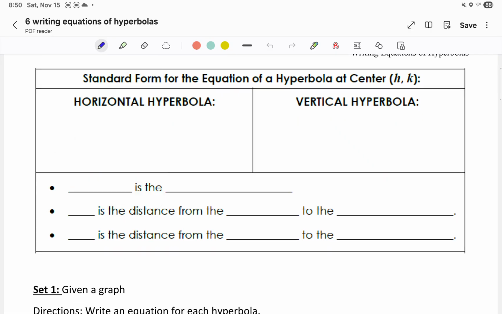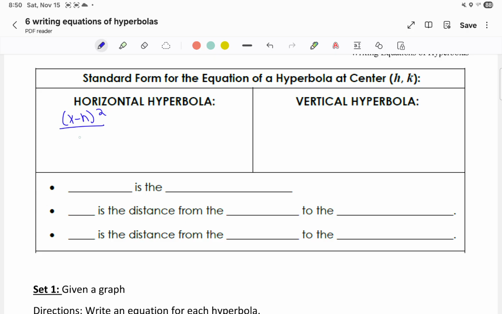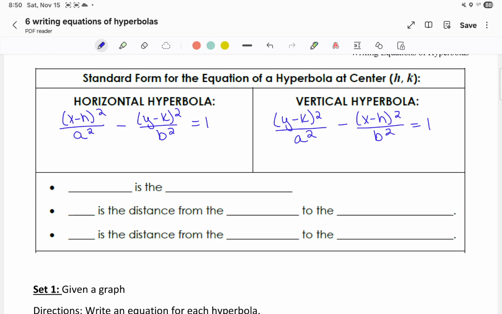So just a quick reminder that our standard form for a horizontal hyperbola is x minus h squared over a squared minus y minus k squared over b squared equals 1. And then x and y swap places if you have a vertical hyperbola. So you have y minus k squared over a squared minus x minus h squared over b squared equals 1.